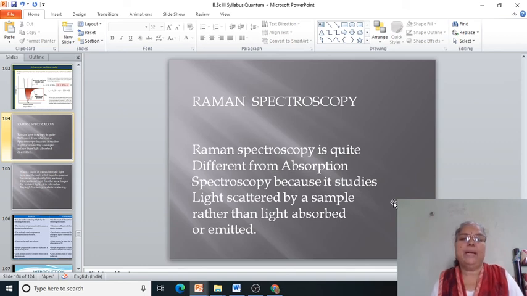Remember that Raman spectroscopy is quite different from absorption spectroscopy, and it studies the light scattered by a sample rather than light absorbed or emitted. The basic or fundamental process in rotational spectra and vibrational spectra is the absorption or emission of light, and Raman spectroscopy is related with the scattering of light radiation.